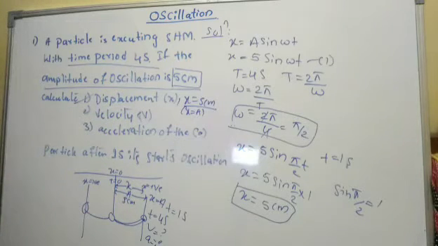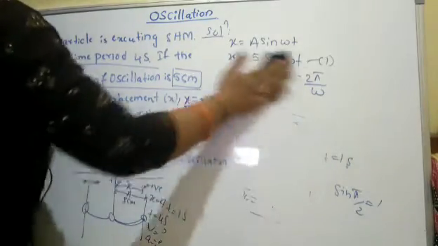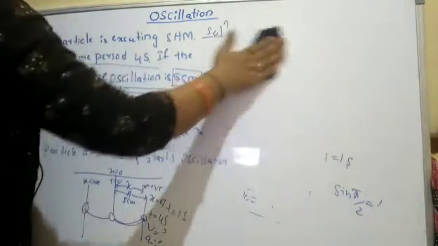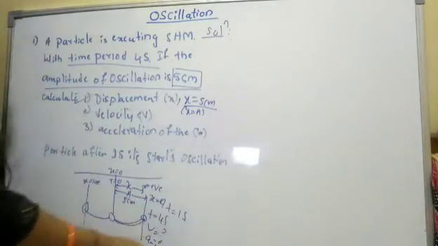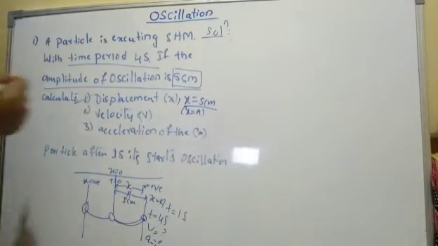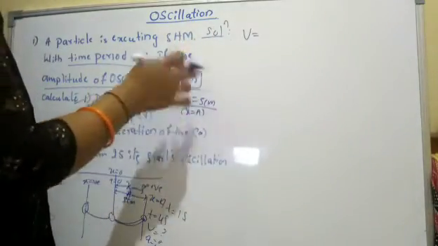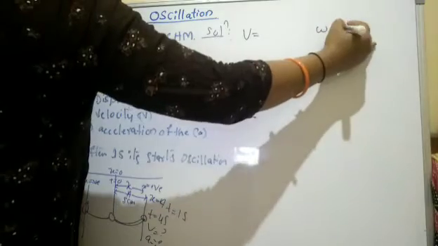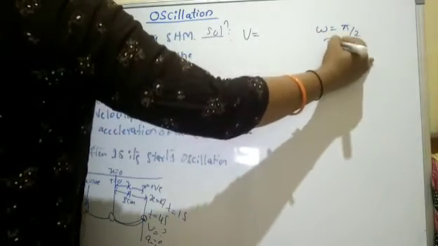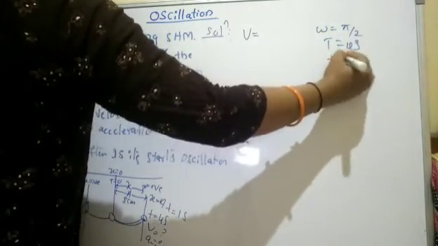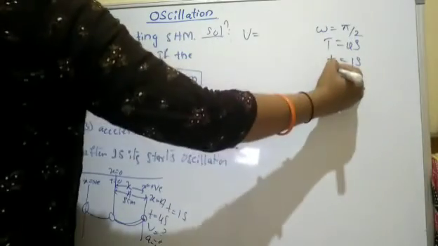Next we'll come to the velocity of the particle. We have a general equation for velocity, in the form relevant to this problem, that we have to go ahead with. Here we got omega as pi by 2, t is given as 4 seconds, and the time is 1 second, right?